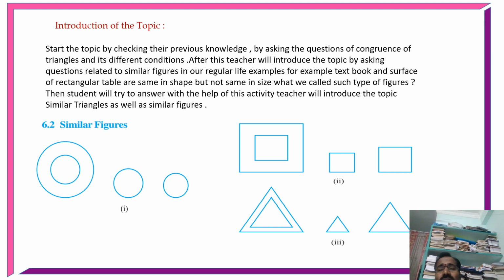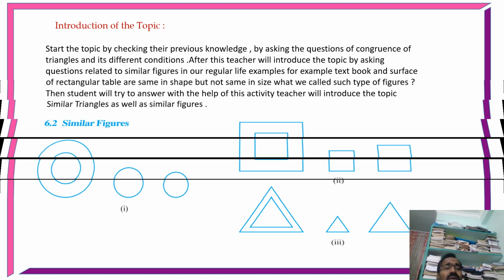So if you observe here, these two squares are similar to each other, these two circles are similar, these two triangles are similar to each other. As we know, if two figures are the same in shape, they are similar. Let us continue with one more concept.